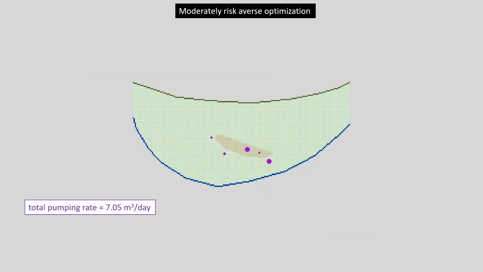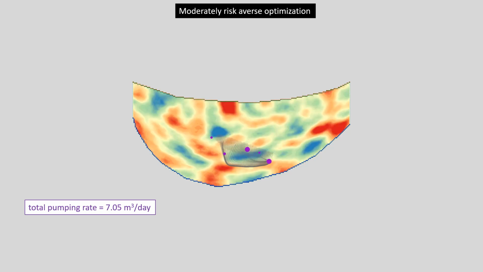On this occasion, the optimizer tells me that if I pump at 7.05 cubic meters per day with this distribution of pumping, and notice it's less wells that I need to pump from now, then I will effect containment. I will contain the contaminant, no particles will reach the river. If I now put these pumping rates into the reality hydraulic conductivity field and reality inflow from the top of the model domain, in fact, I do have containment of the contaminant.